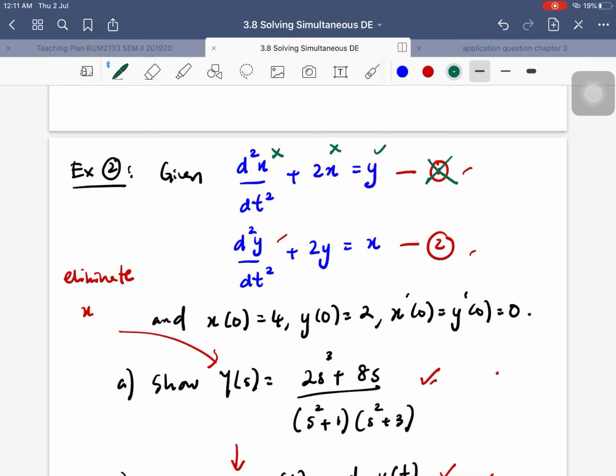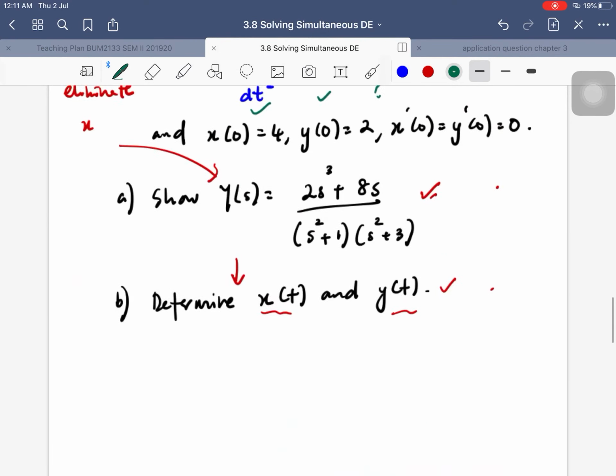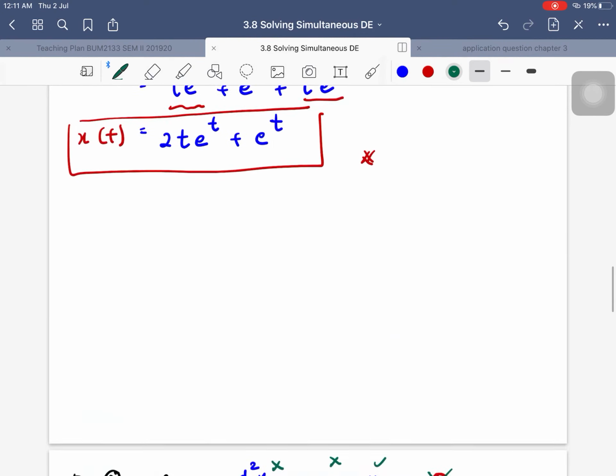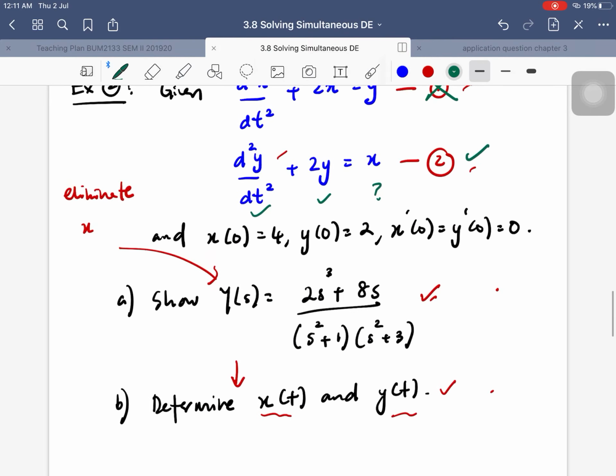So therefore, definitely we cannot use equation number 1. And for this one, this is what we wanted to find, so we don't know what the value is going to be. But we already have y, and we can find y prime by differentiating our function twice. So therefore, we are going to use equation number 2. So what is the equation? So x is going to equal y double prime plus 2y.